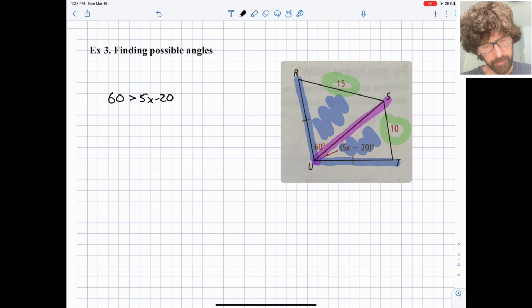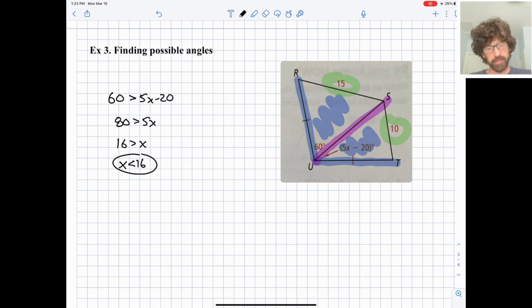We can add 20 to both sides. 80 is larger than 5x, and divide both sides by 5. 16 is larger than x. And then I'll just flip that inequality around. If 16 is bigger than x, x has to be smaller than 16. The fact that the 15 is exactly 1.5 times the 10 doesn't really get us much. It doesn't allow us to actually solve for exactly how large that angle must be. All we're using is the fact that 15 is simply larger than 10.